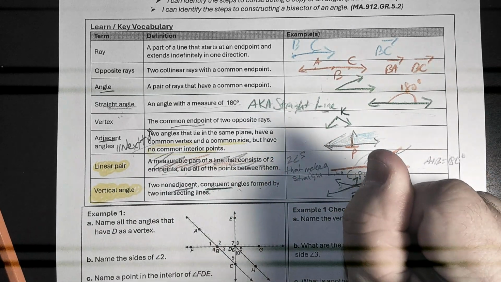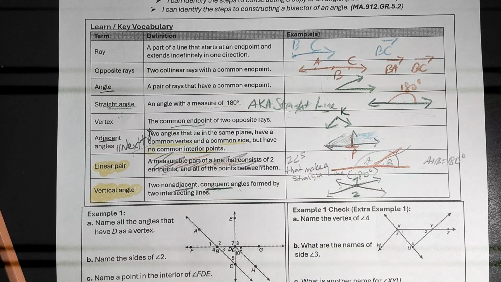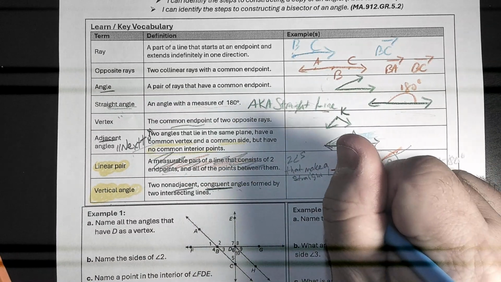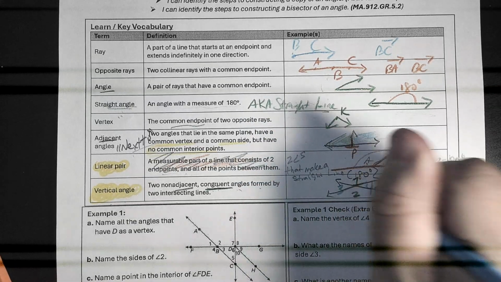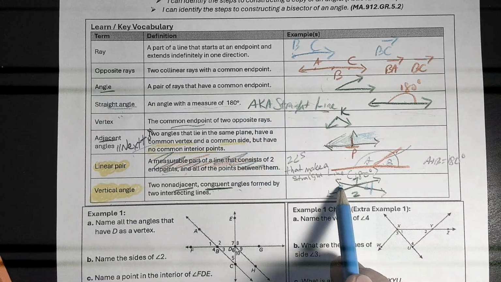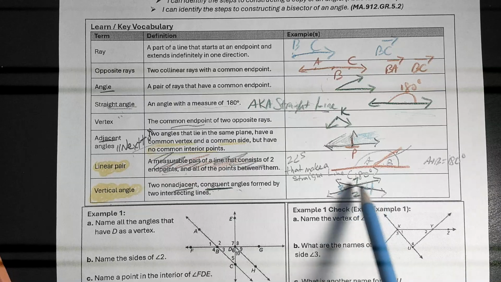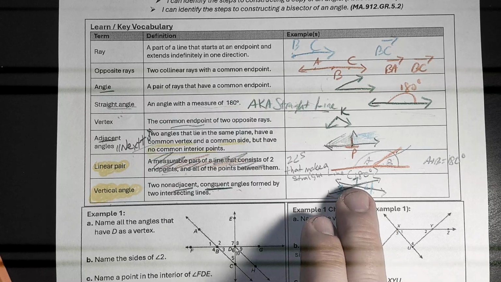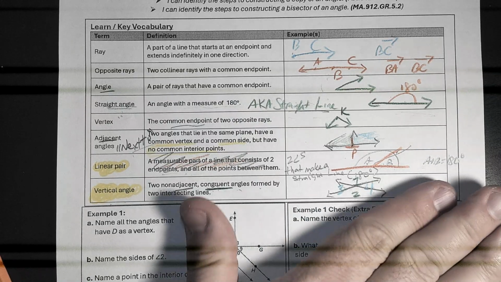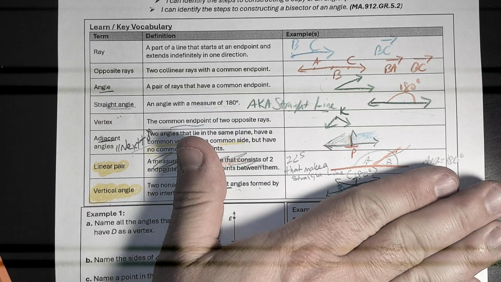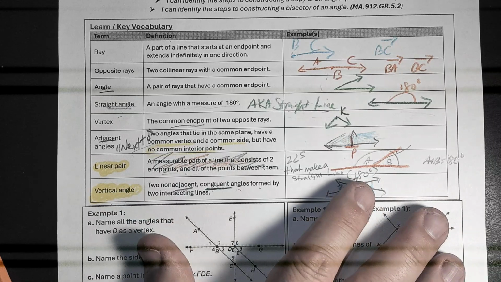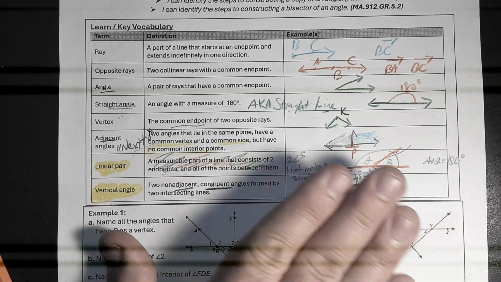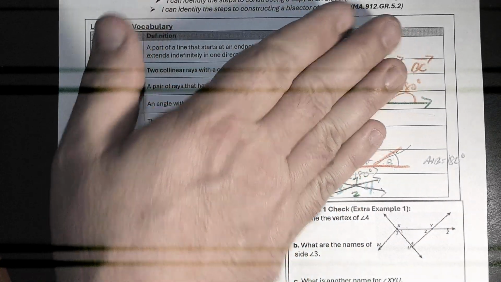So in this case, 1 and 2. You see 1 and 2 are non-adjacent. They're on top of one another. Those are congruent. And in here, 3 and 4, across from each other, not next to one another. So in this case, 1 and 2 would be congruent, 3 and 4 would be congruent, but notice 1 and 3 are on a straight line, so they are a linear pair. So 1 and 3 would equal 180, 2 and 4 would do the same thing.